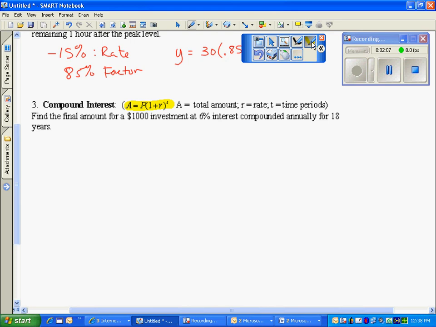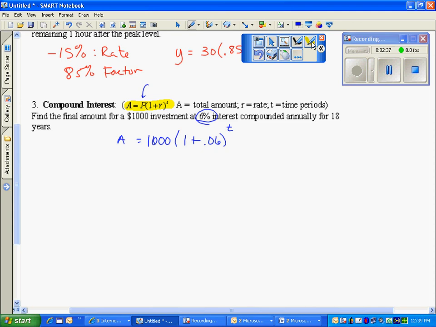So what I'm looking for here is to find the final amount for a $1,000 investment. Well, the amount I start with is going to be P, my principal. So this is my 1,000. This is what I start with. The 1 means I'm going to keep the 1,000, and I'm going to grow by a rate of 6% for the time period per year, which would be 18 years if I wanted to plug in a value. And this is the amount I accrue, or the total amount that I get at the end.